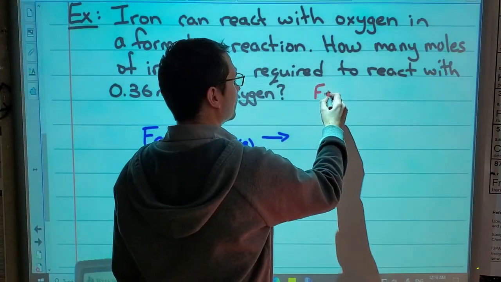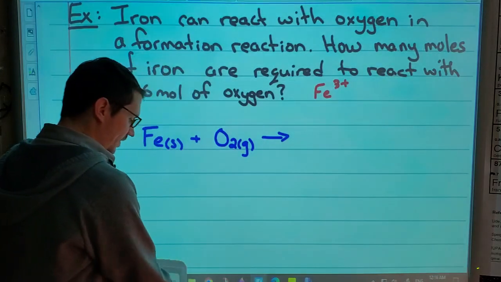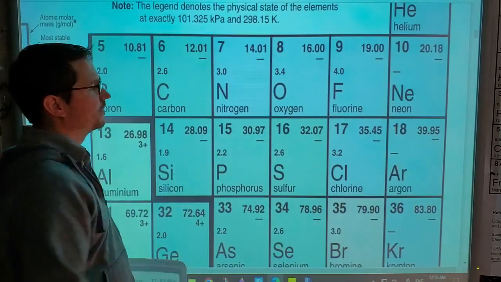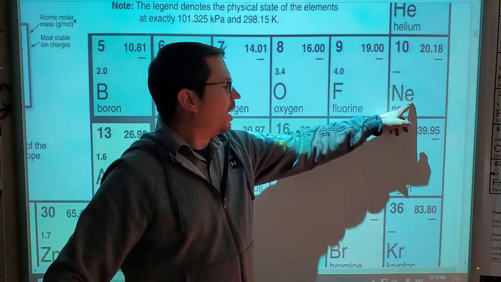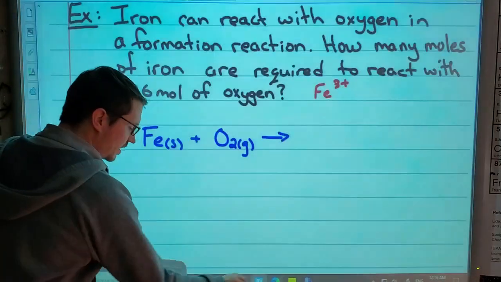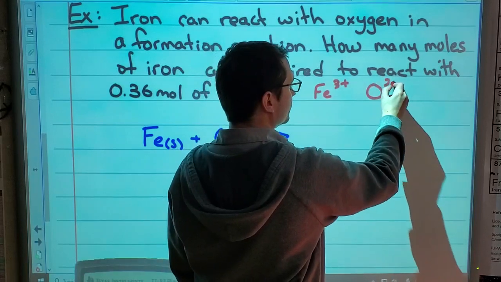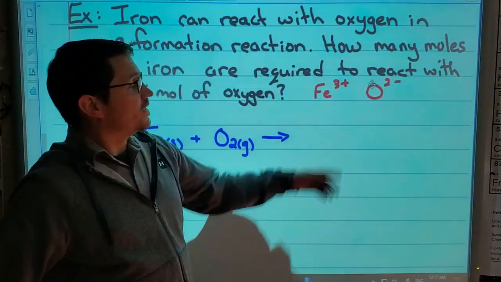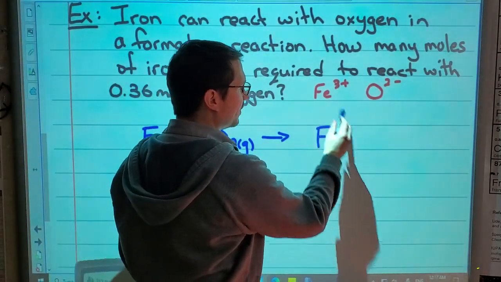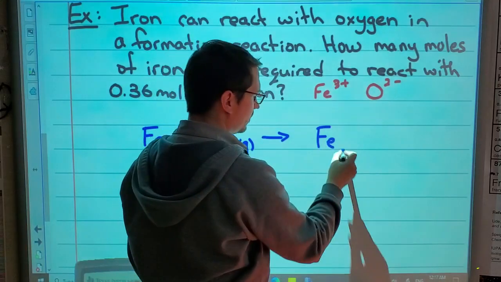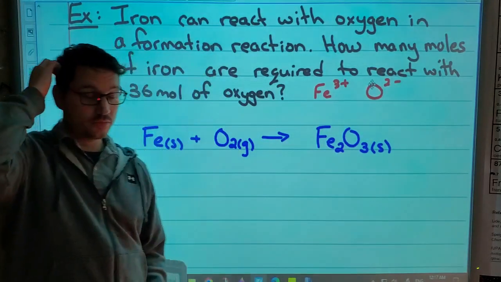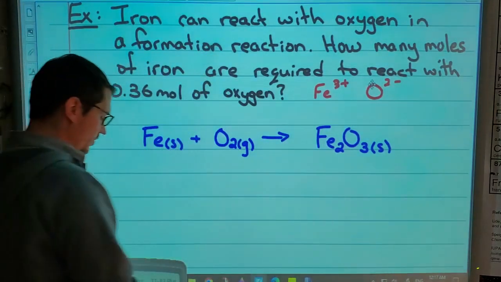I'll just write that off to the side here. Then when we look at our periodic table again, oxygen is going to form a -2 ion. So oxide is going to be O with a 2- charge. So 3+ and 2- means we're going to have a formula of Fe2O3. So iron 3 oxide, and it's ionic, so it's going to be a solid at room temperature.